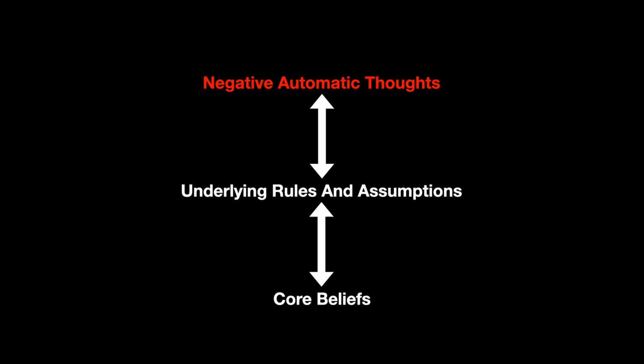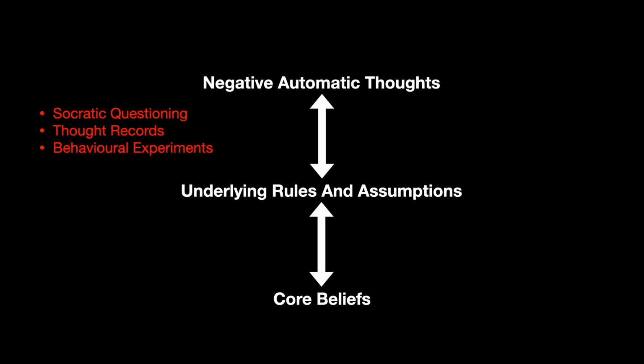It's very important core beliefs are addressed, but we always start with addressing negative automatic thoughts and underlying rules and assumptions first. That's because the outer layer of thoughts are more accessible and can be easily tested with interventions such as Socratic questioning, thought records and behavioural experiments. Most of the time, if we work on automatic thoughts and underlying rules and assumptions, then core beliefs will automatically change. But there are times when core beliefs don't shift.